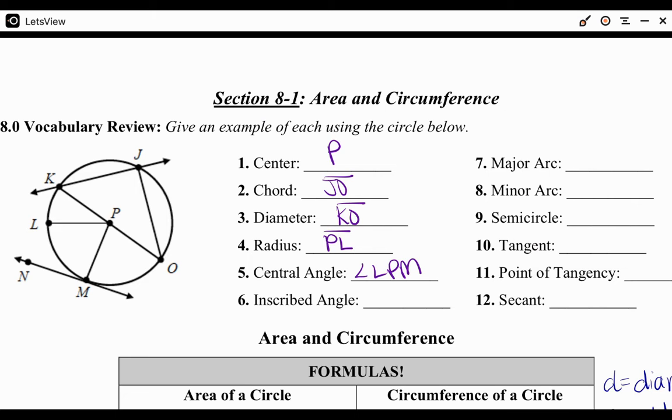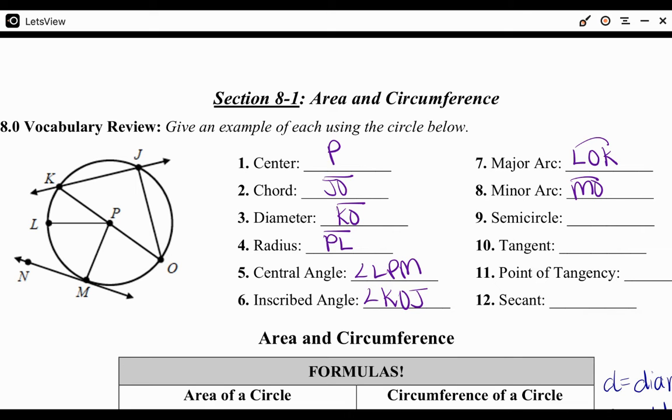Inscribed angle is when your vertex is on the side of your circle. So we could do angle KOJ. Now we have our arc. The arcs of your circle is just talking about the parts that are along the circle. So our major arc is anything over 180, so we could do LOK. And then our arc notation is a little arc. A minor arc is anything under 180, so we could do arc MO.